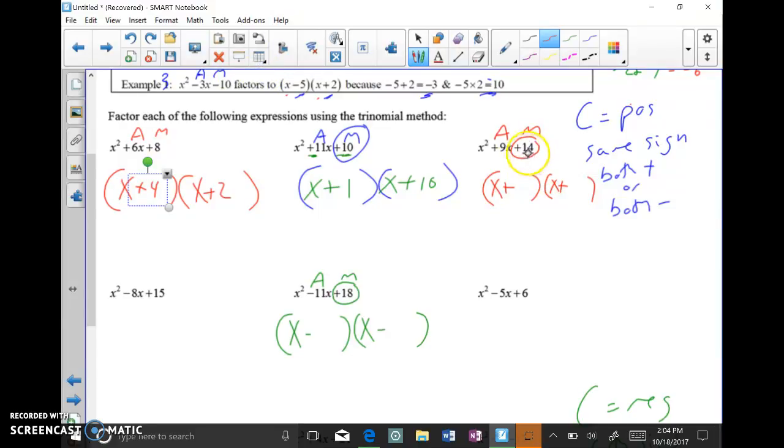Multiplies to 14, adds to 9: 7 and 2. 7 plus 2 is 9. 7 times 2 is 14. Like I said, it may take a little bit of practice.